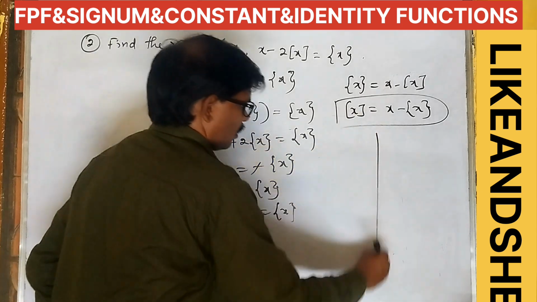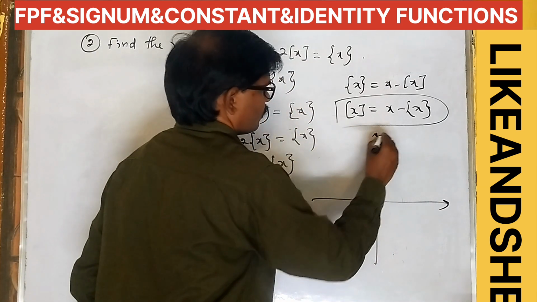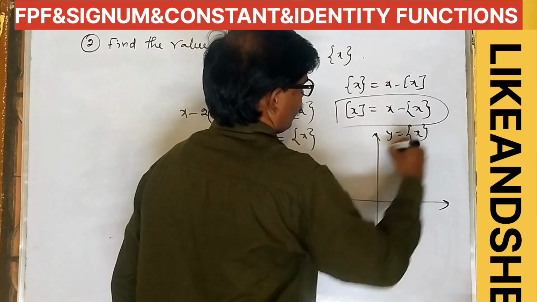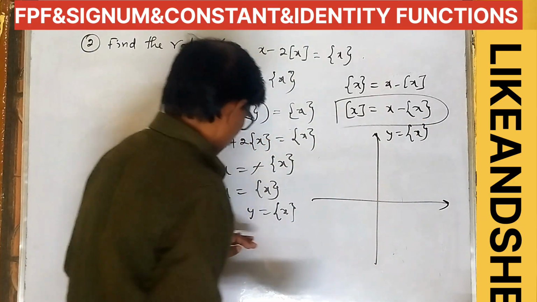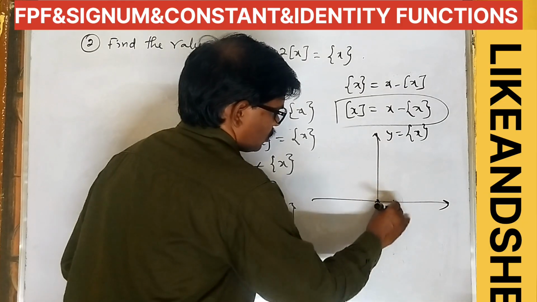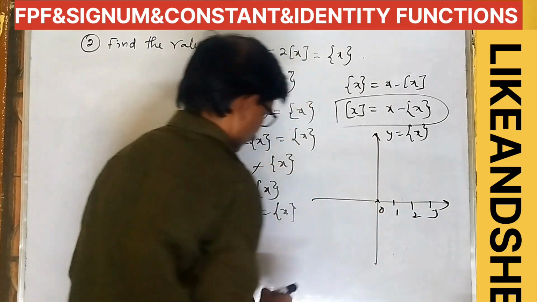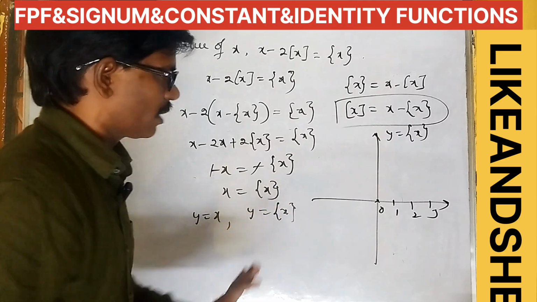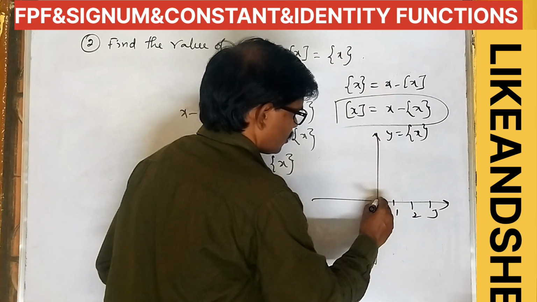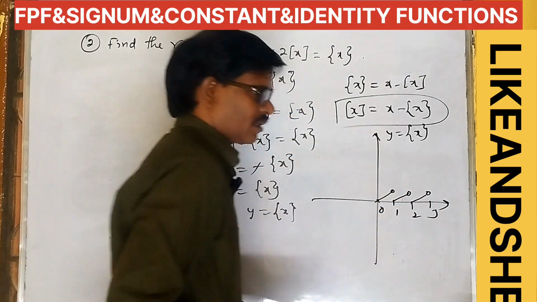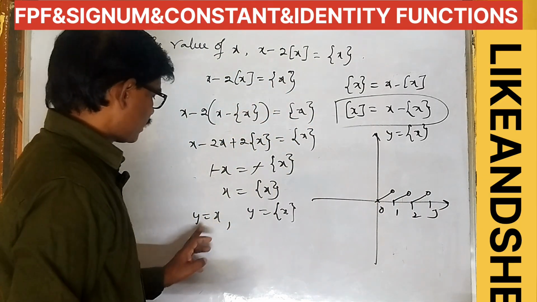What is the graph? This is y is equal to the fractional part of x. Here y is equal to x, and this is the point 0, 0. This is 0, this is 1, this is 2, this is 3. y is equal to 0 and x is also 0, and 1 is equal to 1. Right, this is the graph of the function. Here x is equal to 0, y is equal to 0.